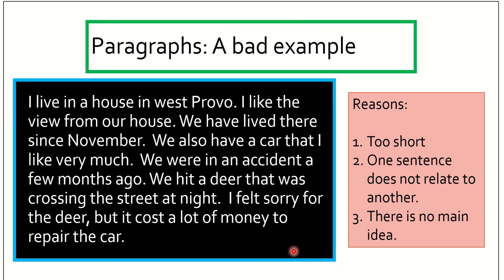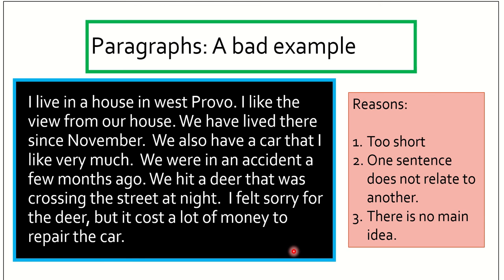a bad example of a paragraph. Okay, I live in a house in West Provo. I like the view from our house. We have lived there since November. We also have a car that I like very much. We were in an accident a few months ago. We hit a deer that was crossing the street at night. I felt sorry for the deer, but it cost a lot of money to repair the car.